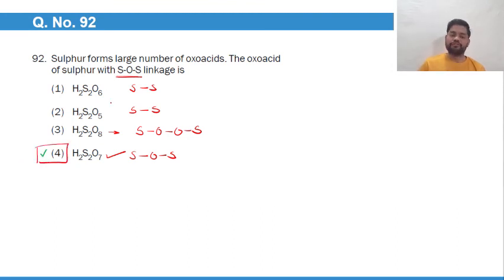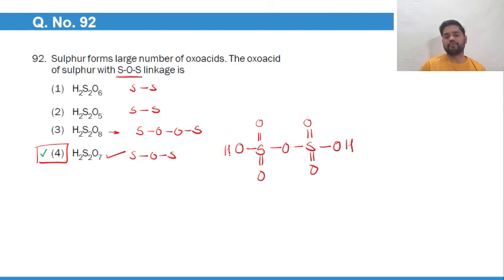If you want to see the structure, we can draw the structure as S, O, S, with double bond O, double bond O, double bond O, double bond O, OH and OH. Clear? Sure. So 92, option number 4.